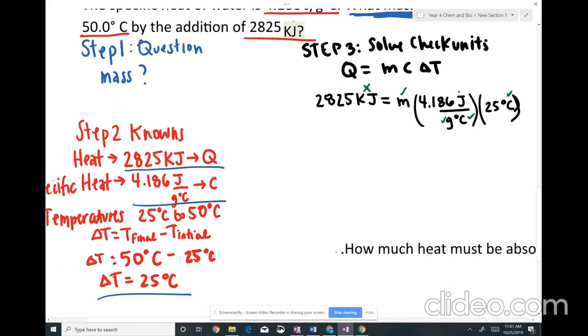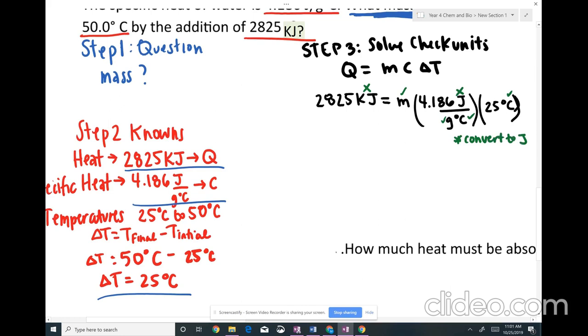So what you will see is that my joules and my kilojoules do not match. And because joules and kilojoules do not match, you have to convert it. So now I'm going to convert to joules.